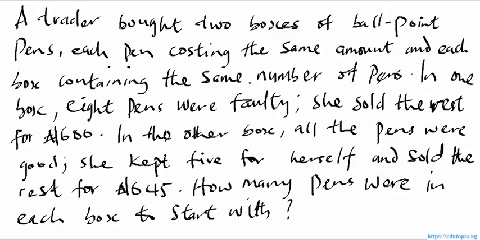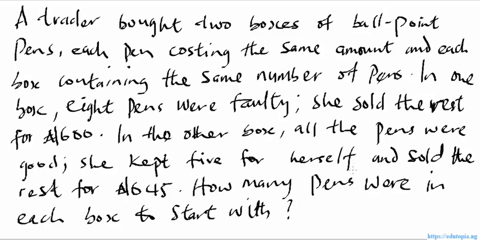Here we have a problem before us that says that a trader bought 2 boxes of ballpoint pens, each pen costing the same amount and each box containing the same number of pens. In one box, 8 pens were bad. She sold the rest for 600 naira. That means when you remove the 8 bad ones, she sold the rest for 600 naira. And then in the other box, all the pens were good, no one was bad. She kept 5 for herself and sold the rest for 645 naira. How many pens were in each box to start with?